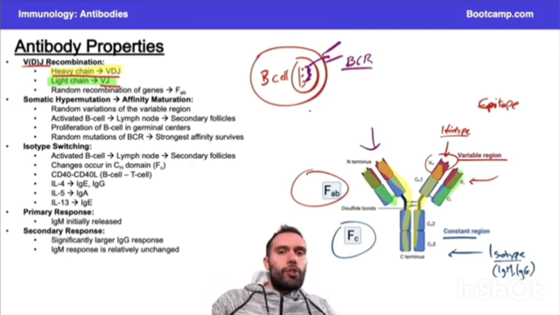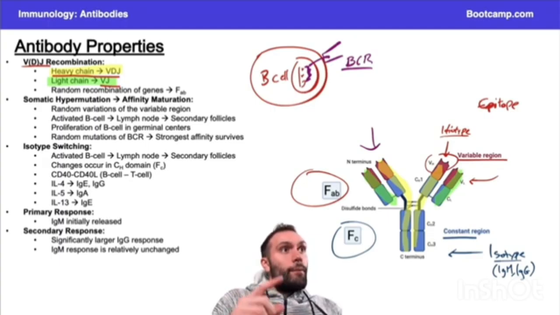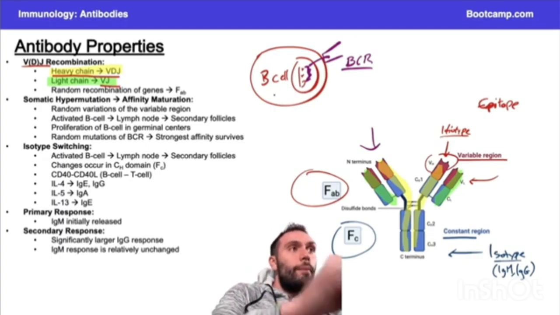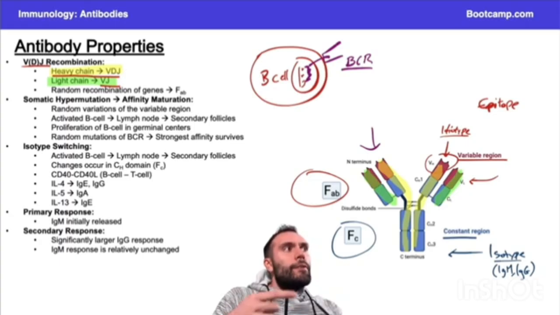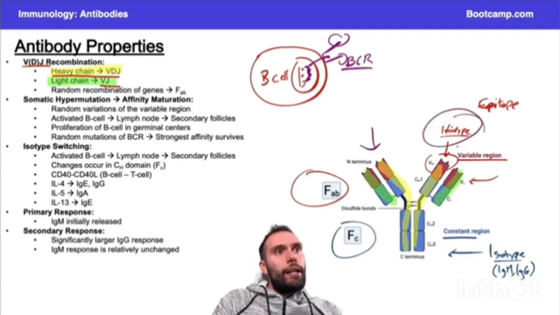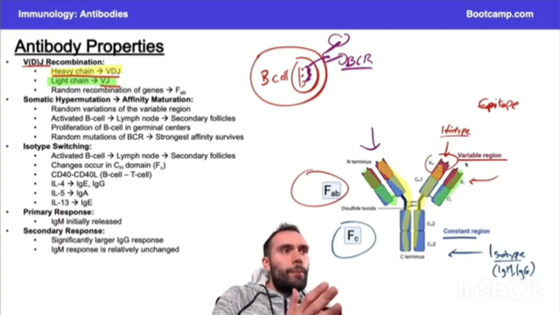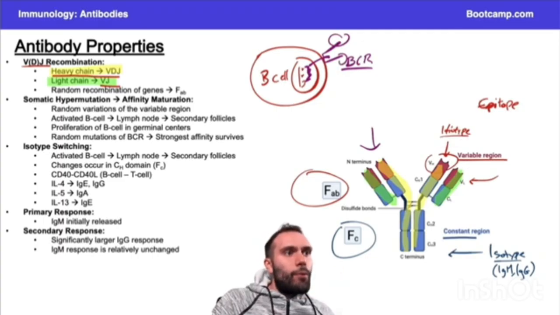When B cells are maturing, where are they maturing, by the way? They're maturing in the bone marrow, right? We talked about that. While these B cells are maturing in the bone marrow, they're shuffling these V, D, and J genes in the heavy chain and the V and J genes in the light chain, and they're making unique idiotypes that are going to go on the variable region in the fragment antibody portion that we just talked about right up here. So that's what this whole process is.